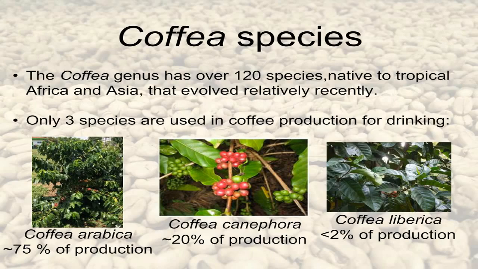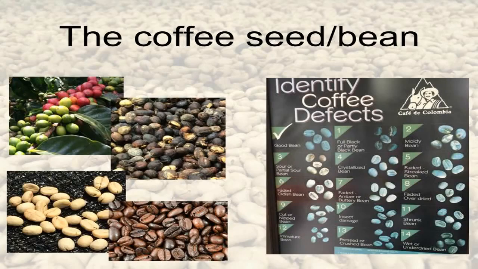Then the second highest production would be from coffee canephora, which you can see here in the middle. And it accounts for about 20% of production. And it's thought to not taste quite as nice, and it's more frequently used for things like instant coffee. And there's also a very small amount of coffee liberica that is used for coffee production to drink. So that accounts for less than 2% of production.